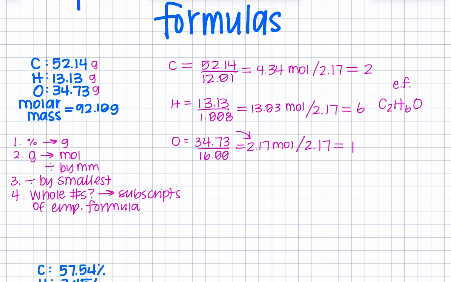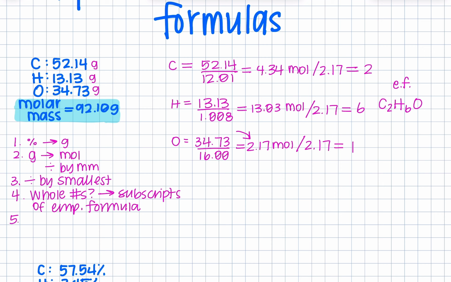Now the next piece is to figure out the molecular formula. The empirical formula by definition is the smallest whole number ratio of element to element. I can't reduce those numbers down anymore. Molecular formula is not necessarily like that. So we're going to figure it out. If you do not have the molar mass of your molecular formula, you cannot do this next piece of math.